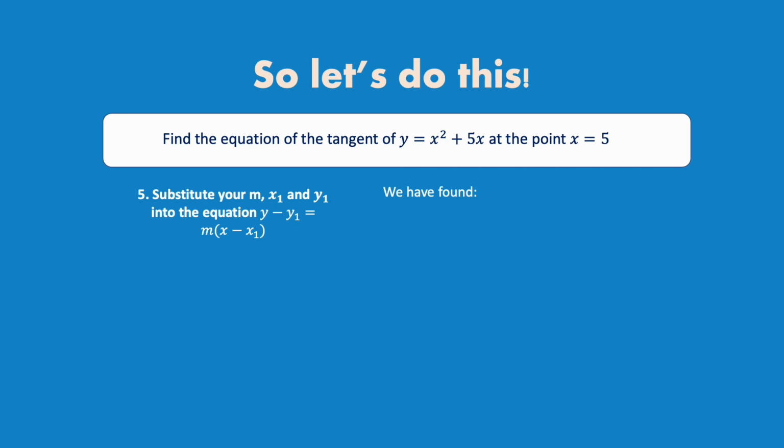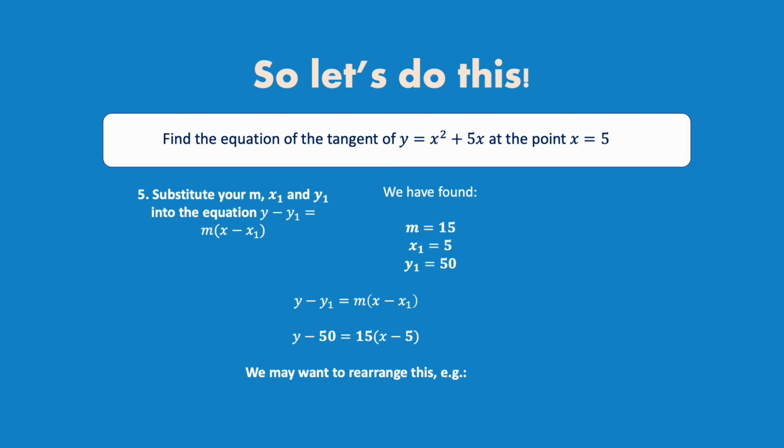So now we substitute everything into our equation of a straight line. And we know all these things. We know that the gradient is 15, we know that the x coordinate is 5, and the y coordinate is 50. So that equation of a straight line, plugging everything in, and then giving a little bit of a rearranging, I get y equals 15x minus 25 for the equation of the tangent. So a really definitive little method there, looking great.